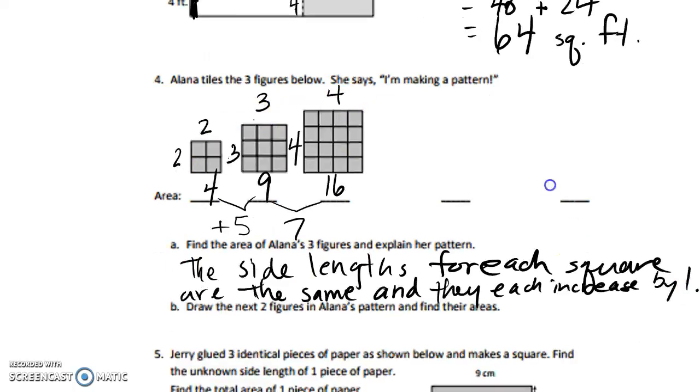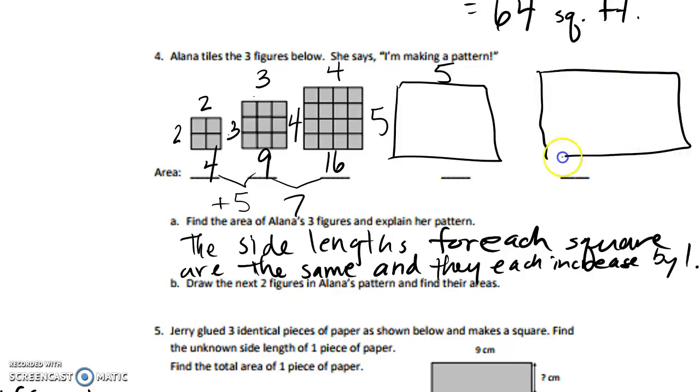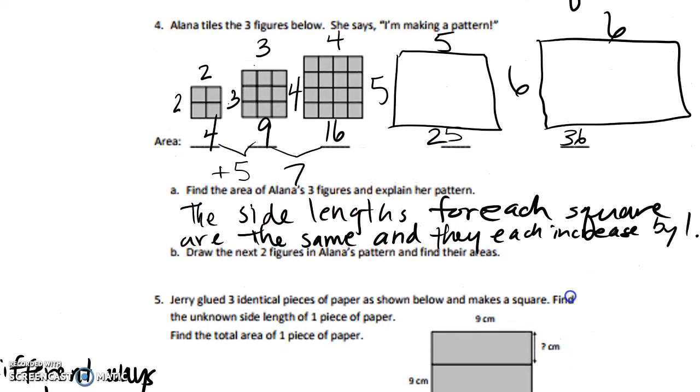All right, draw the next two figures in Alana's pattern and find their areas. All right, so if these two sides are 4, that means this one has to be 5. And this one has to be 6. All right, so I'm not going to draw all these lines in here because I can multiply. What's 5 times 5? 25, right? And 6 times 6 is 36. All right, so I've drawn the next two and found their areas. All right. Oh, and that's it for number 4.